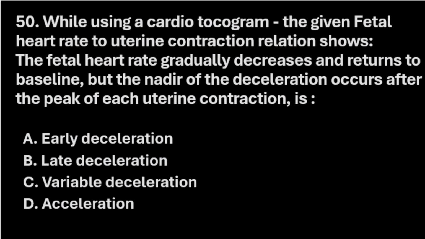The last question in this series. While using a cardiotocogram, the given fetal heart rate to uterine contractions relation shows the fetal heart rate gradually decreases and returns to baseline, and the deceleration occurs after the peak of each uterine contraction. What is its nature? Option A, early deceleration, option B, late deceleration, option C, variable deceleration, and option D, acceleration. Let us go to the right answer. The right answer here is option B, late decelerations.